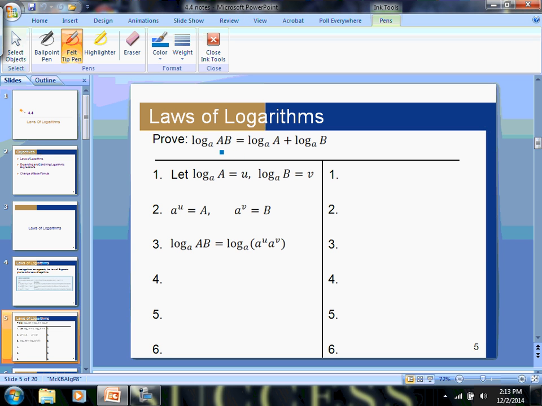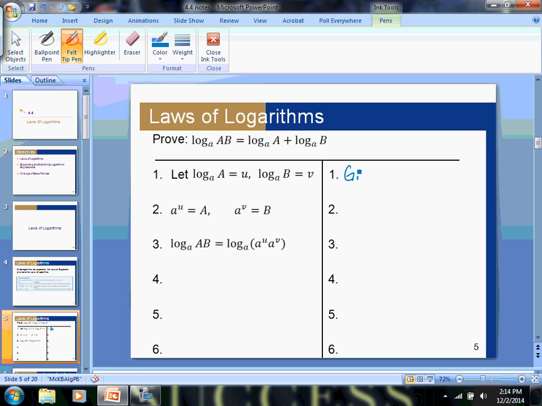That if you have log base a of A times B, it's actually the same thing as log base a of A plus log base a of B. So we're going to let log base a of A equal u. We're just going to set it equal to something. And then log base a of B, we're going to set that equal to v. And again, that's just a different something. It could be x or y, p or l or m and n. It doesn't matter. We're just picking two random variables.